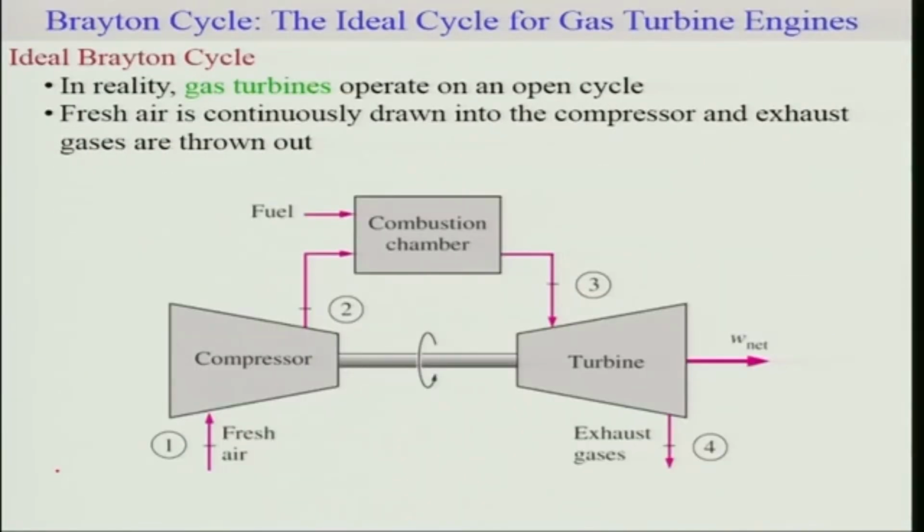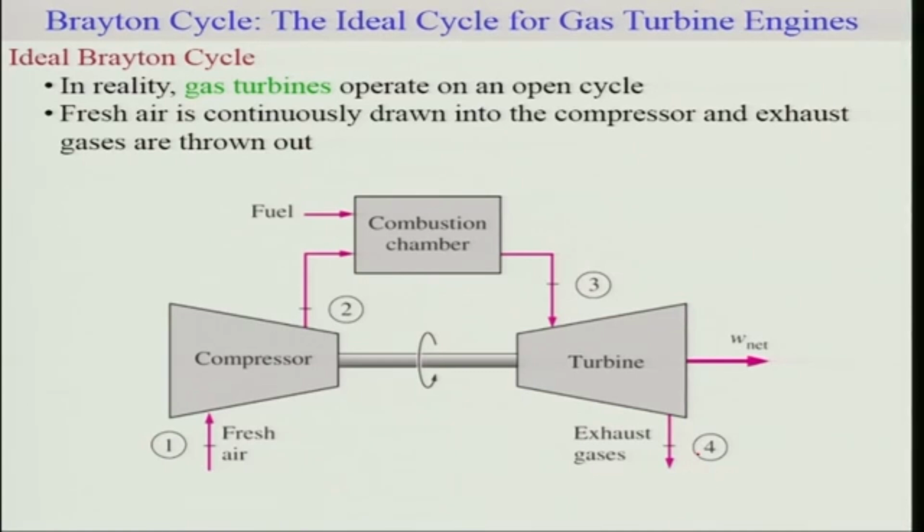In reality, gas turbines operate on an open cycle as presented in this schematic diagram, where fresh air is compressed to the conditions of the combustion chamber, and after the combustion the gas at high temperature and pressure passes through the turbine, and the exhaust gas is thrown out.